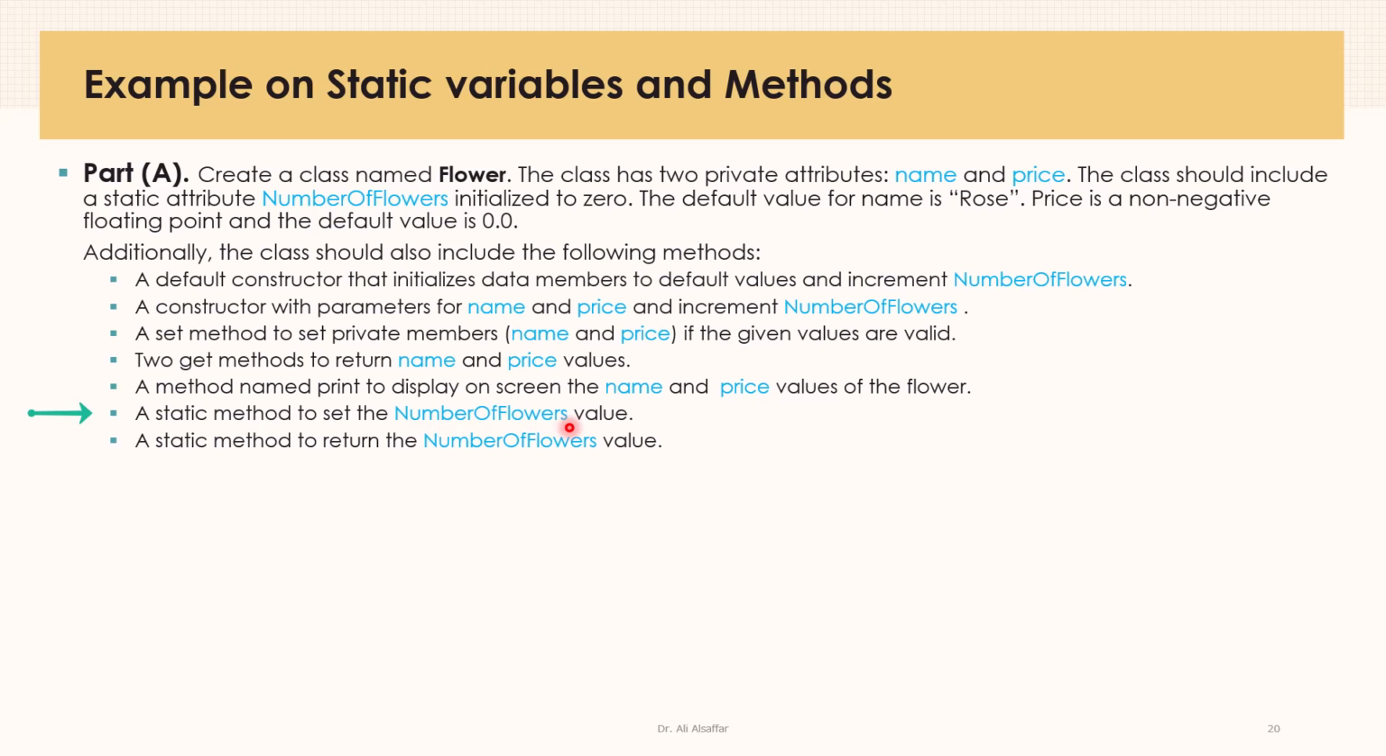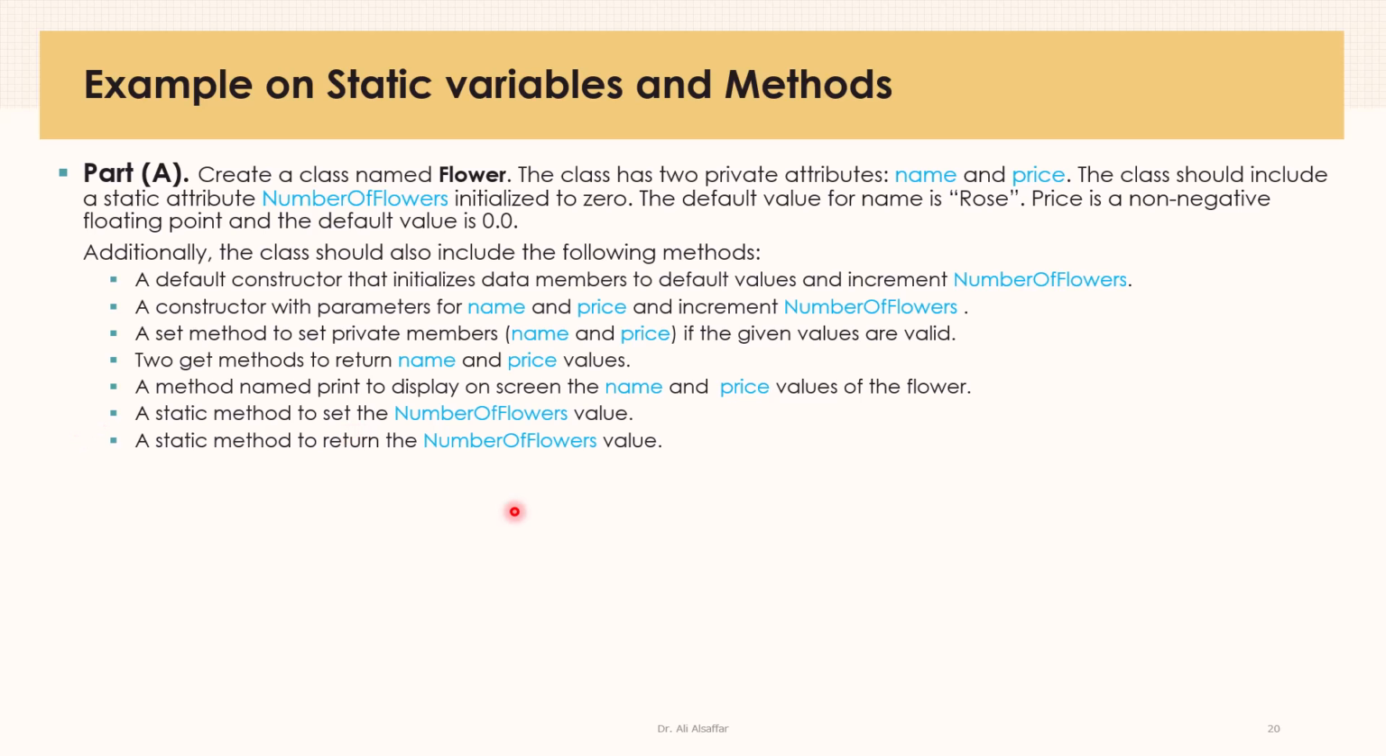In other words, this variable should be controlled only by the class. It should not be controlled by any other user. Otherwise, we will lose the integrity of its value. So we should not allow the user to change it. Otherwise, it will not give us the right answer for numberOfFlowers. Therefore, we will skip writing this method. We will provide only getting the number of flowers.